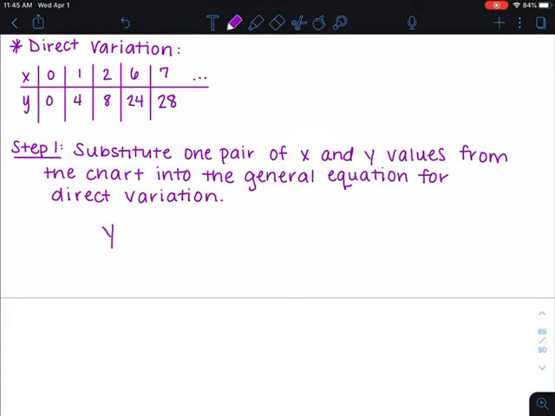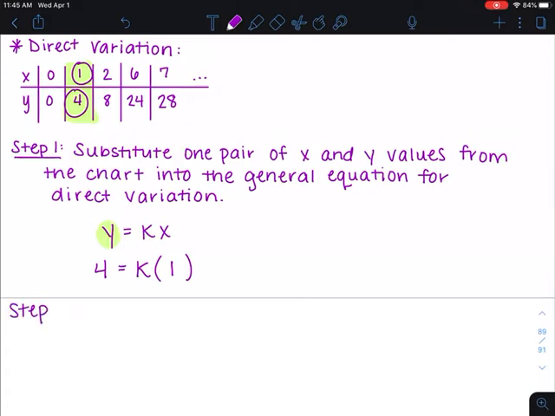Alright, so first and foremost, the general equation for direct variation is y equals k times x. So now we're going to substitute one pair. I don't really like using zeros because if you end up having to divide by 0, you know that's undefined. If you want a definite answer, it's going to be easy to deal with. So let's go ahead and use the point 1, 4. I'm going to replace my y with a 4 because that's the y point that they gave me. So 4 equals k times, and the x value that I used from the chart is a 1.